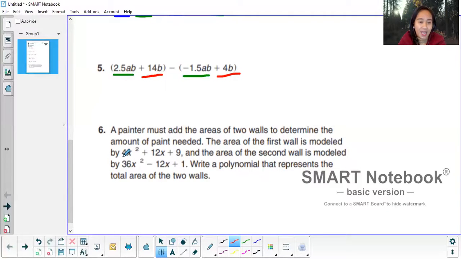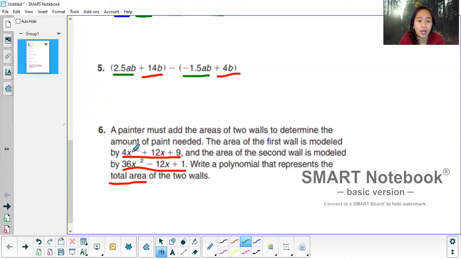Again, a painter must add the areas of two walls to determine the amount of paint needed. The area of the first wall is modeled by 4x squared plus 12x plus 9, and the area of the second wall is modeled by 36x squared minus 12x plus 1. Write a polynomial that represents the total area. Given those two, it says total area, so you just have to add them.